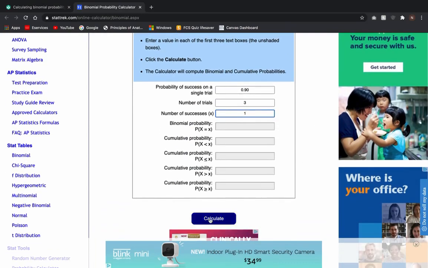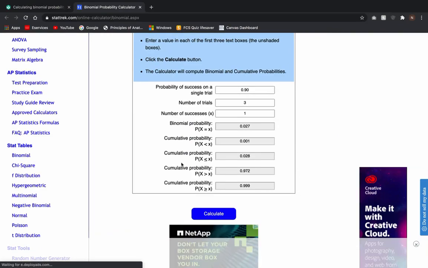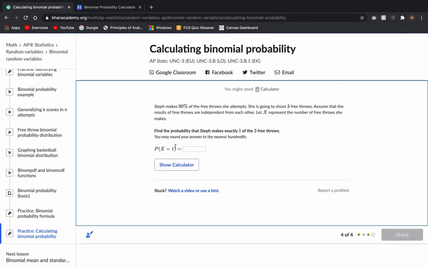We're now going to calculate, and these are the values that we get. We have to go back to the original question to see what exact probability they want us to answer with. And it says they want it to be the probability that she makes exactly 1. So that's going to be the equal to sign.